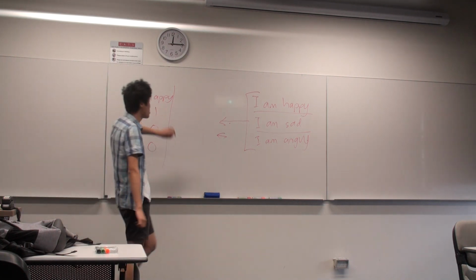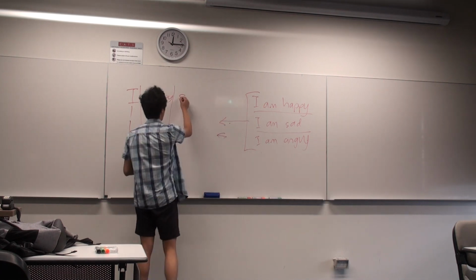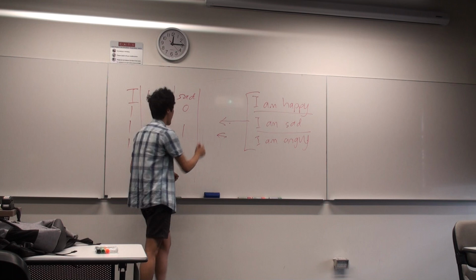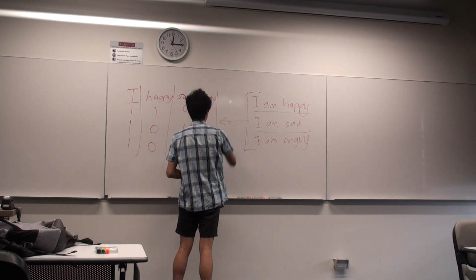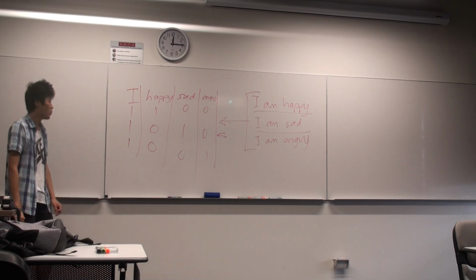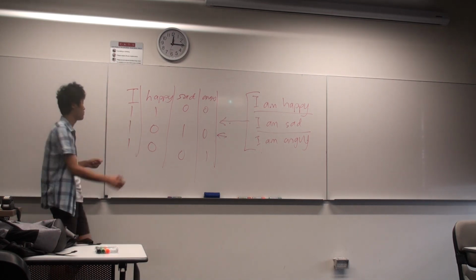So essentially what we're doing is we're counting the words, all the unique words. For example, sad will be in another column. It will be just 0, 1, 0. Right? And anger will be another column. 0, 0, 1. Right? This is called bag of words representation. We're just translating this text into columns and rows of numbers.